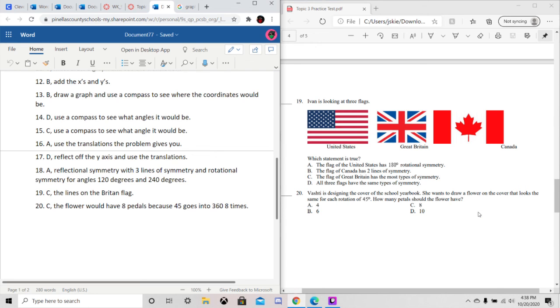For 20. She wants to draw a flower on the cover, the same for each rotation of 45 degrees. How many petals would the flower have? You see petals all over a flower, all around it, so that's 360 degrees.